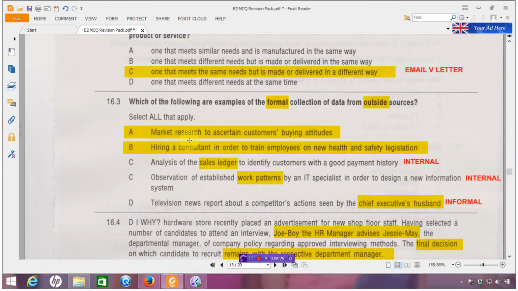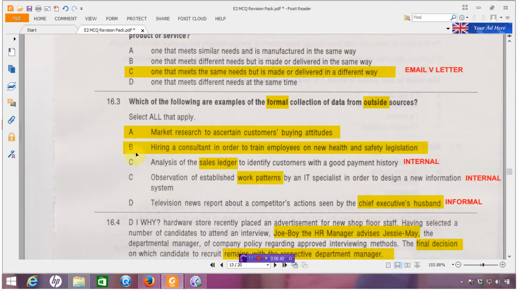Market research, maybe that would have been easy to pick out because we should be familiar with the fact that market research is normally taken from information from outside sources, certainly, and it's a pretty formal method of collection.